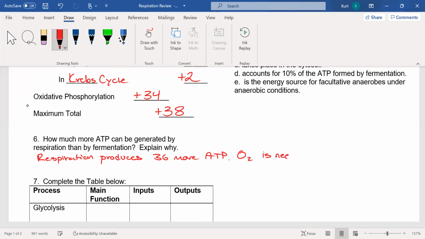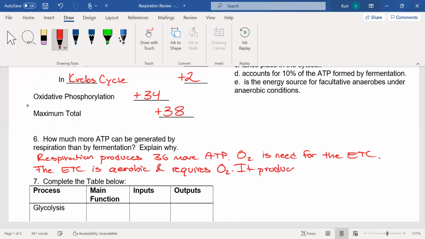O2 is needed for the ETC. The ETC is aerobic. It requires oxygen. It produces the bulk of ATP. Out of the 38 total ATP that are made in cell respiration, 34 of them are made by the electron transport chain. And you need oxygen to run that chain.